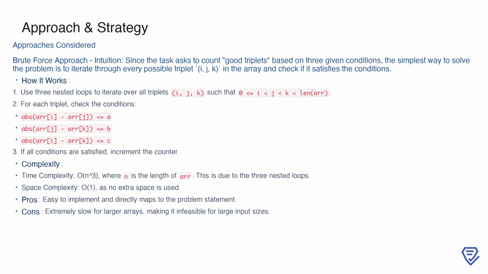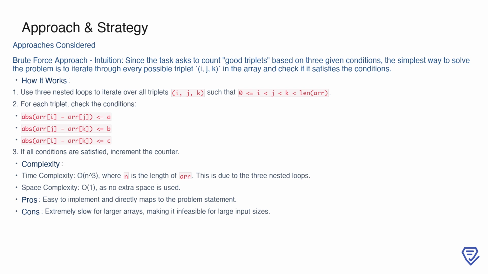For each triplet, we check if the absolute differences between the array elements satisfy the given conditions. Specifically, we ensure that abs(arr[i] - arr[j]) is less than or equal to a, abs(arr[j] - arr[k]) is less than or equal to b, and abs(arr[i] - arr[k]) is less than or equal to c. If all three conditions are met, we increment a counter.